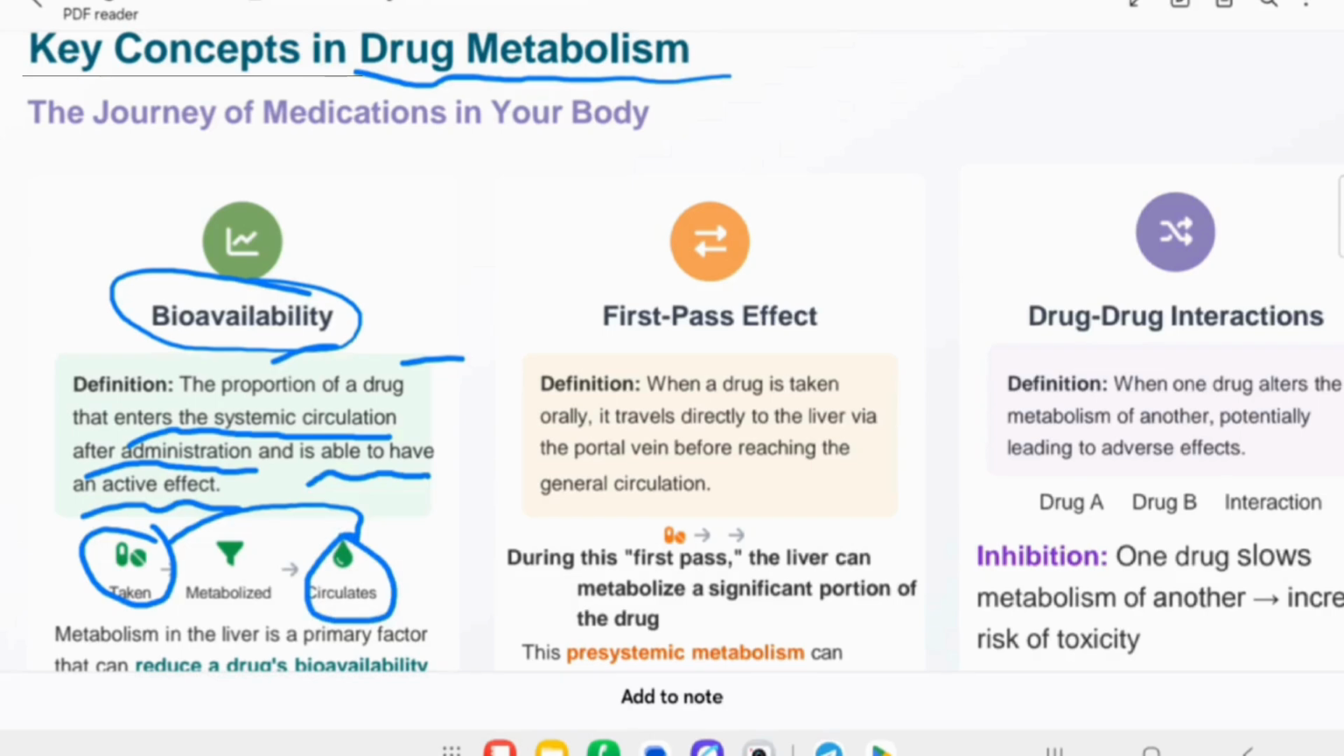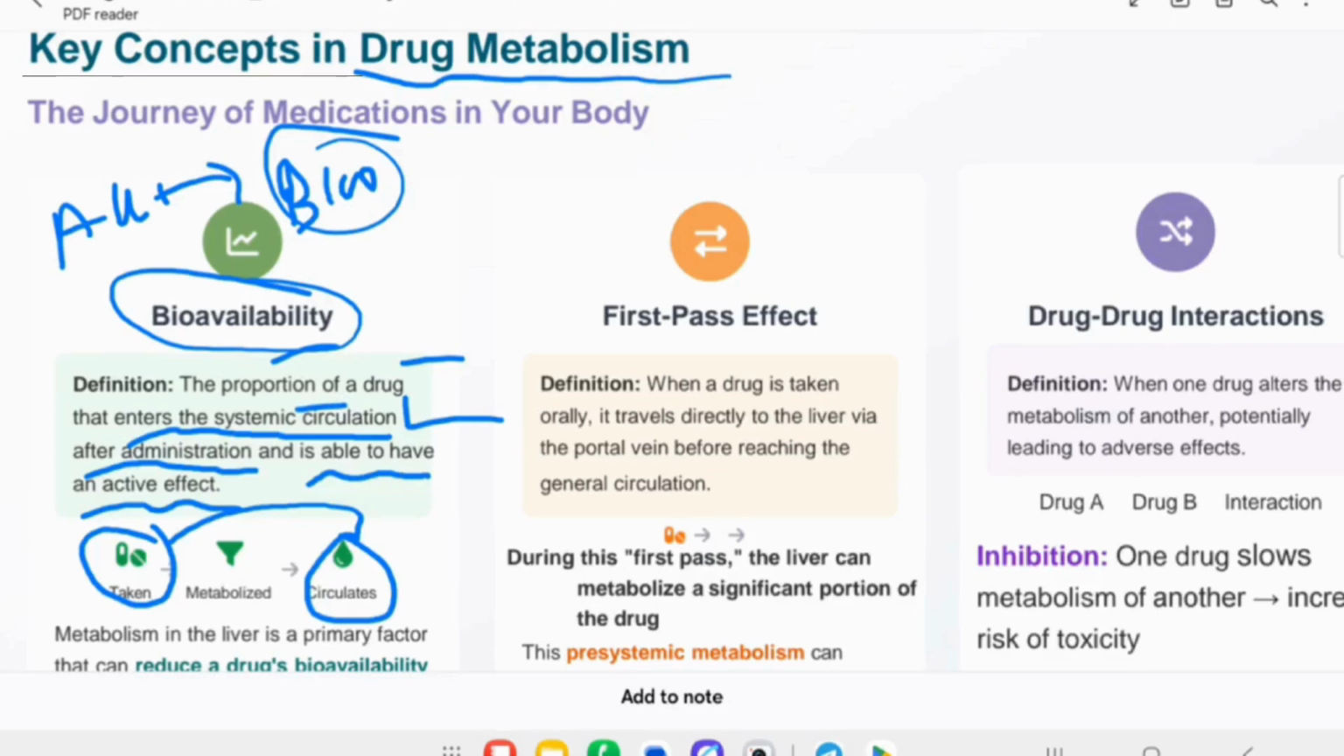So it shows that not all of the drug administered will enter the systemic circulation or blood. Some amount of the drug gets wasted or will not reach the systemic circulation, especially in the case of drugs administered through the oral route. In those cases, the total quantity of the drug will not reach the systemic circulation.